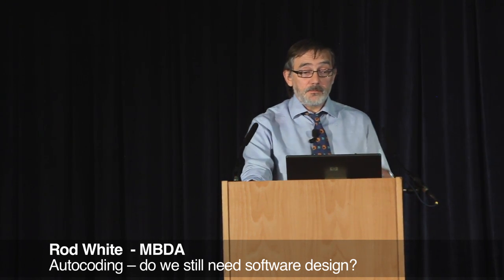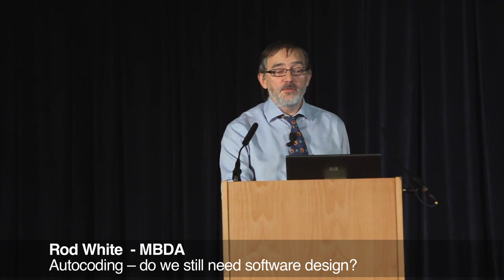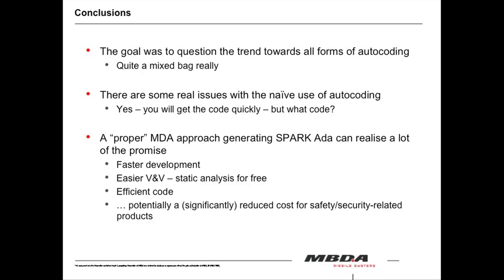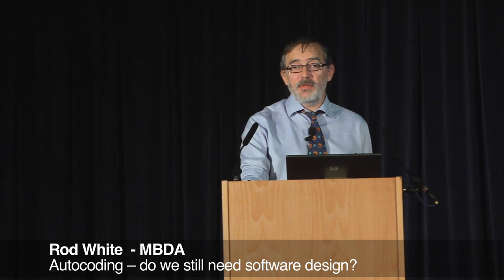So finally, the goal was to question the trend towards autocoding, and it's quite a mixed picture, really. With the naive use of autocoding there are some real issues. You'll get your code very quickly, but what code do you get? I can see the appeal to management and sales teams of being able to produce a demonstrator project really quickly, but I'm not convinced that autocoding gets you any more quickly towards your in-service state of a final product than the traditional approach does. I think it just changes the dynamics of the front end of the project a bit. Now, it's important you demonstrate things early and you get some customer confidence, but it should be seen in that light, not seen as the panacea for the whole project.